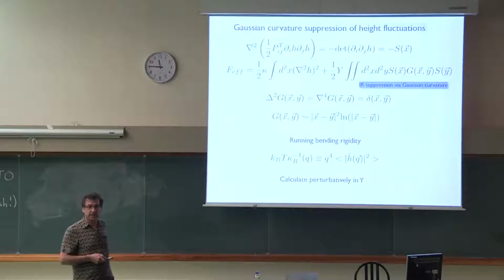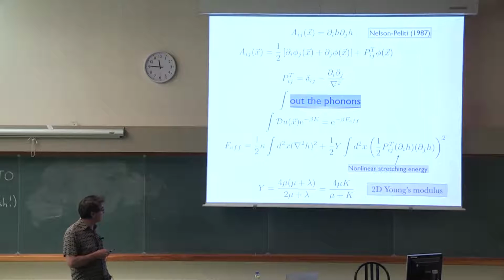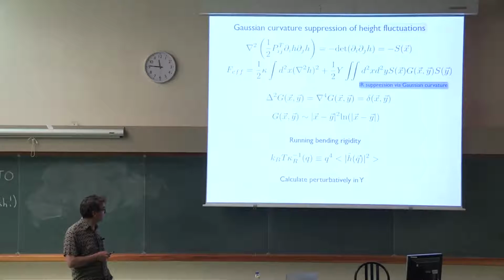So you can look at the Fourier transform of the height-height propagator in the system. From this term, it should go as kappa, 1 over kappa q to the fourth, in momentum space. So you can define kappa through the height-height propagator as 1 over kappa q to the fourth. So you can define the normalized bending rigidity this way through this two-point function.